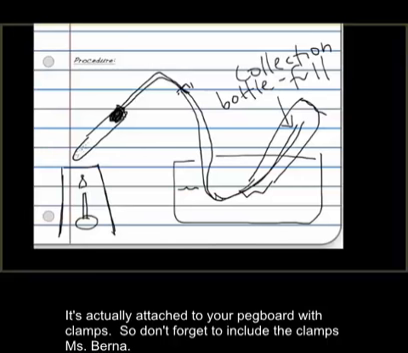So don't forget to include the clamps, Ms. Berna. Thanks for the reminder, Mr. Pappas.